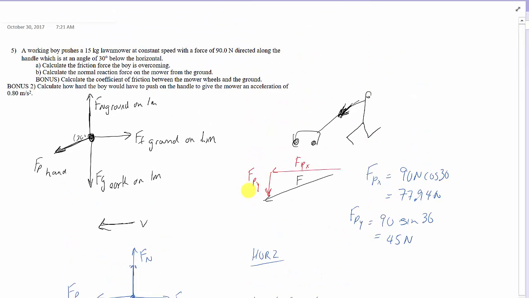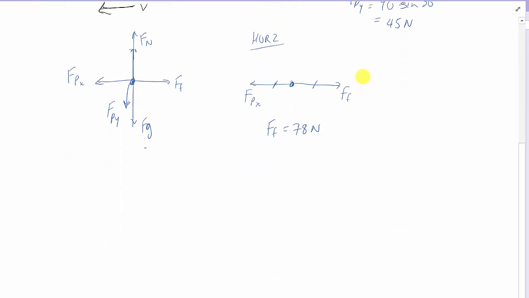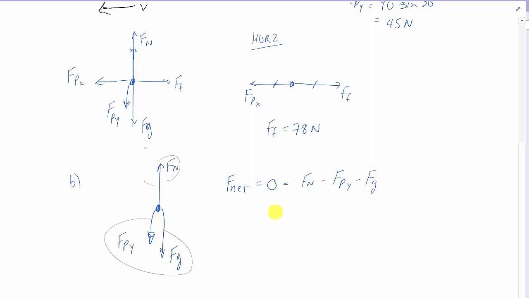Then we want to know the normal reaction force on the mower from the ground. That's vertical, so for question B, we're looking at the vertical. I'll redraw the vertical. Fn, and then there are two forces pushing down: FPY and FG. We can sum up the forces and write our F net equation. F net is equal to 0, because this thing is definitely not accelerating upwards or downwards, and that's equal to Fn minus FPY minus FG. Or the other way to think about it is that all the up has to equal all the down.